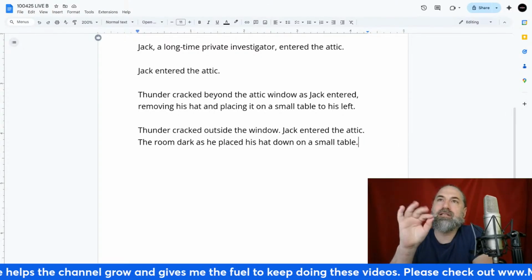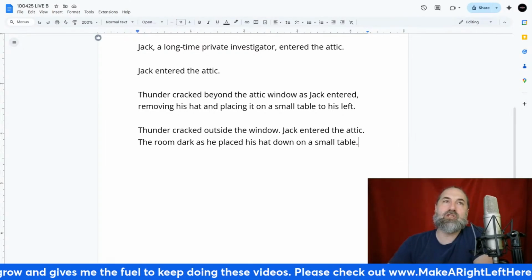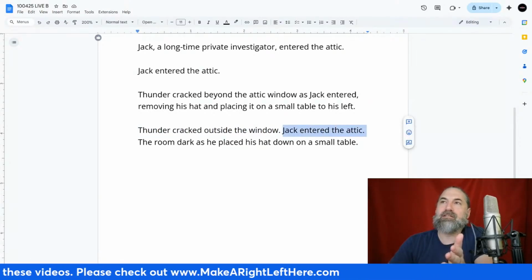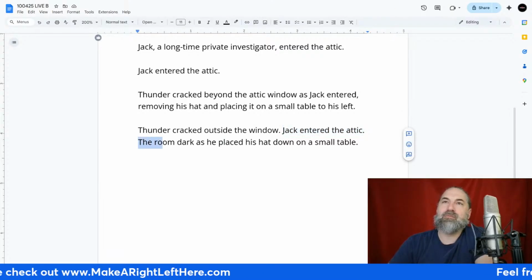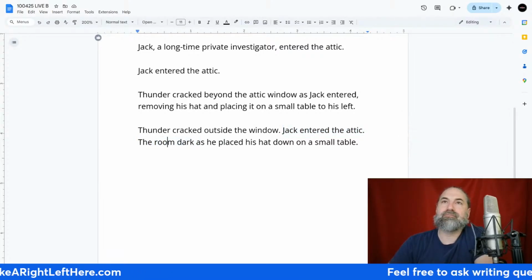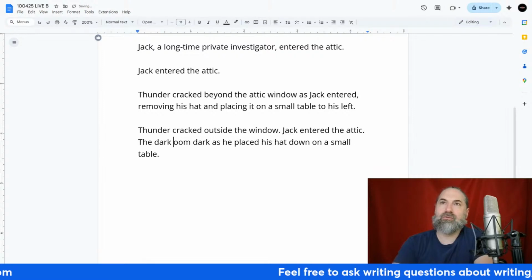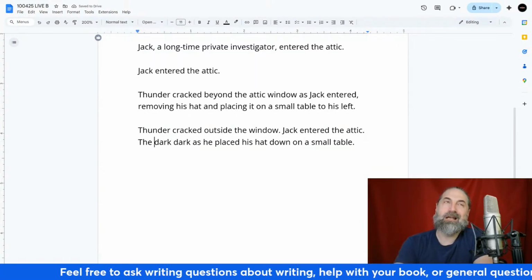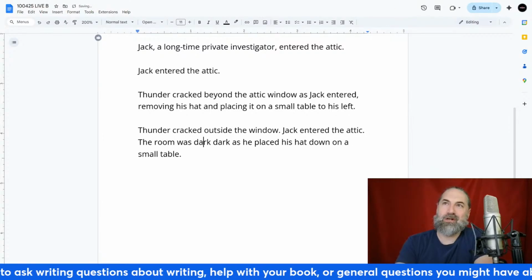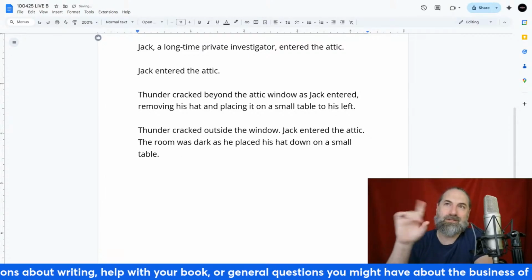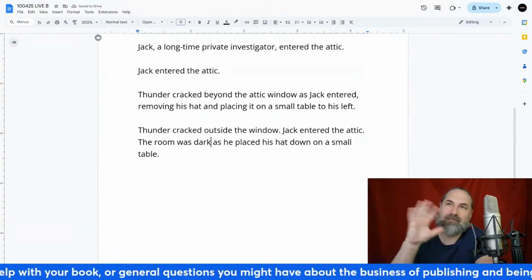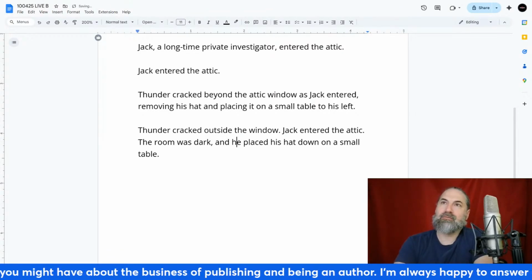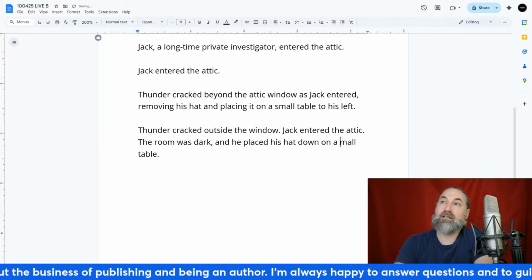So why is this still considered fast paced, but a slow read? The reason is: thunder cracked outside the window. That's right to the point. Jack entered the attic. That's right to the room. Right to the point. Actually, it should be the dark room. Actually, I'm going to write a really poor sentence. The room was dark. Was in this situation is poor writing, so I'm doing it as just an example. The room was dark, and he placed his hat down on a table.